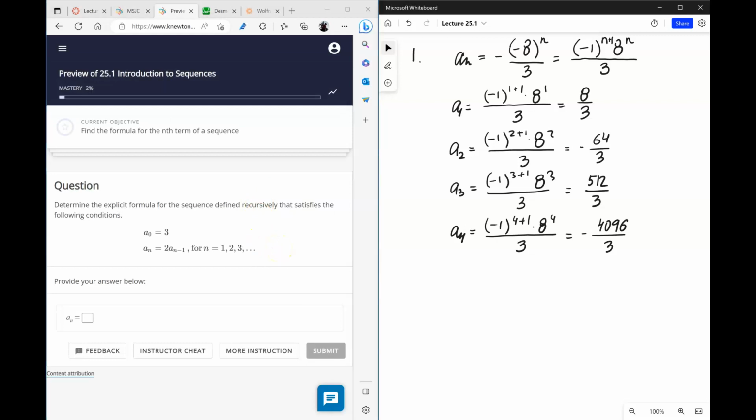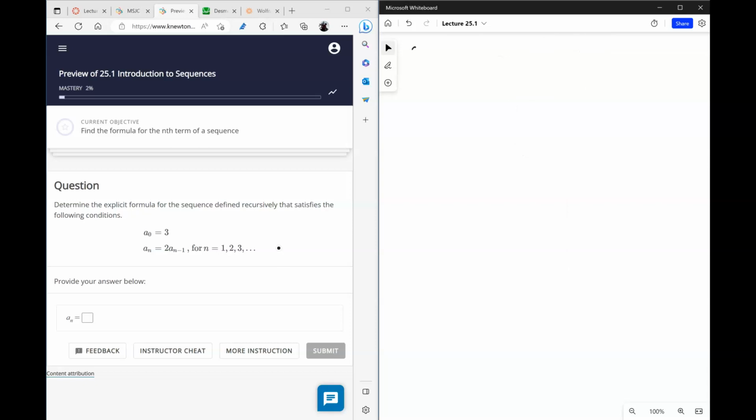All right, so next problem. We are given a sequence by recursive formula, and there are two steps to this problem. First, we need to figure out what that sequence is, and then we're going to try to produce the general formula. There is no easy way to figure out the general formula from the recursive formula.